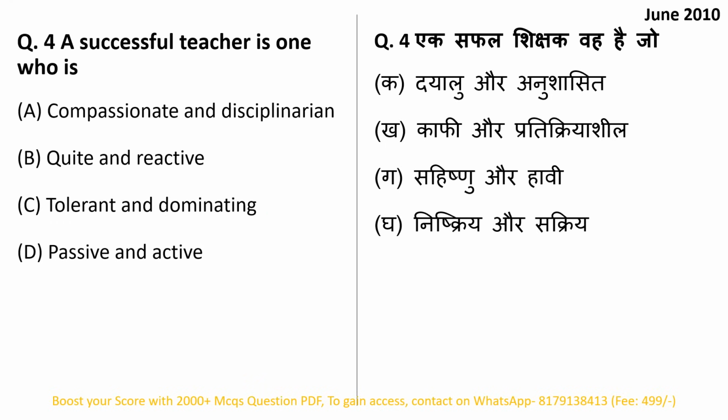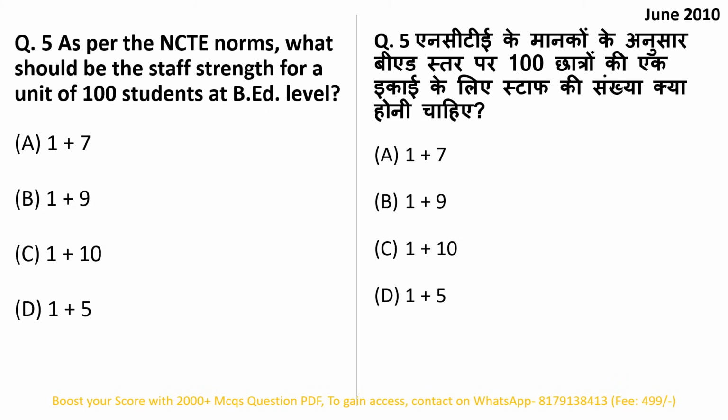A successful teacher is one who is compassionate and disciplinarian, quiet and reactive, tolerant and dominating, passive and active. The right answer is compassionate and disciplinarian. A is the right answer. As per the NCTE norms, what should be the staff strength for a unit of 100 students at B.Ed level? So NCTE stands for National Council for Teacher Education. So for them, the staff strength for 100 students at B.Ed level is 1 plus 10.